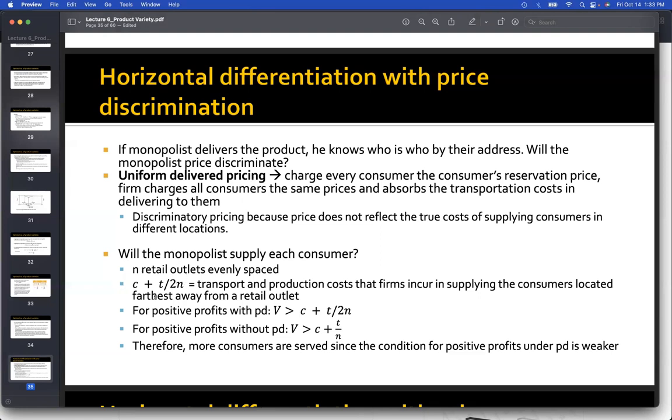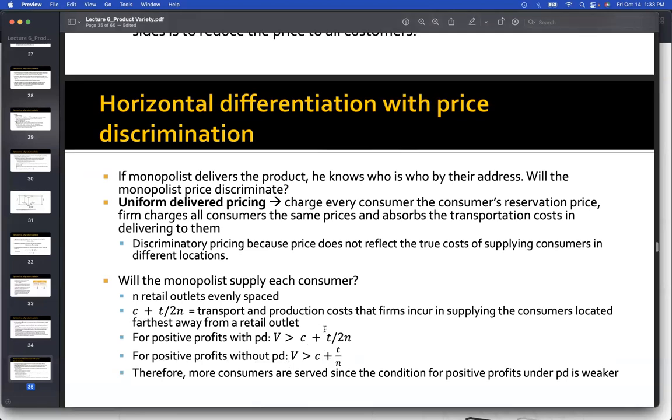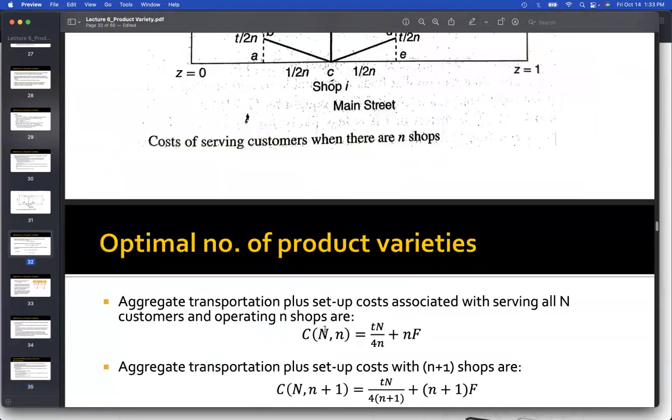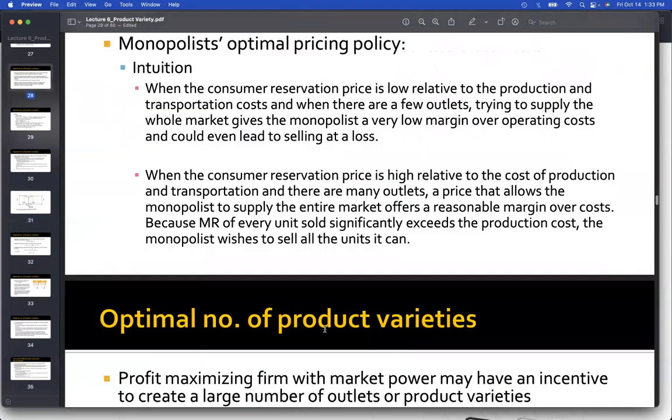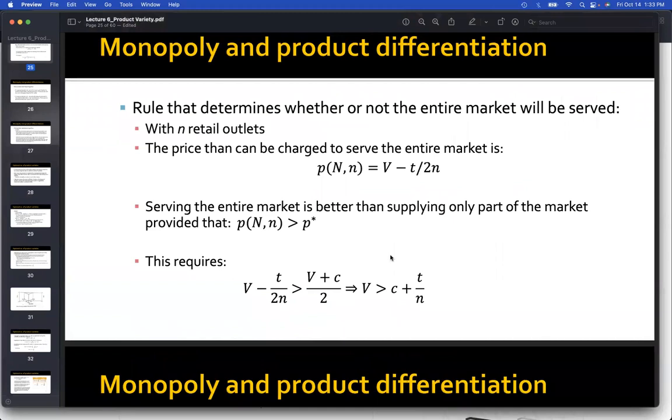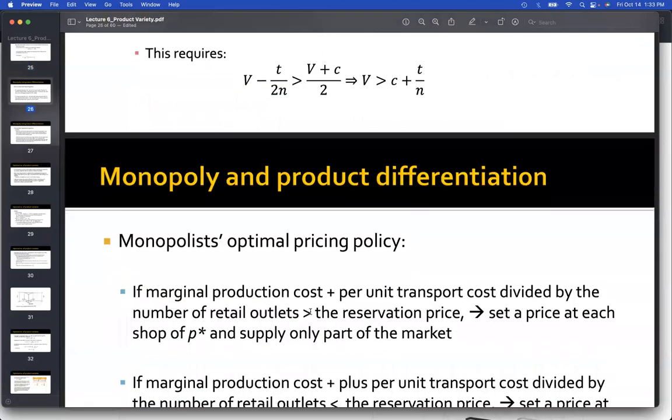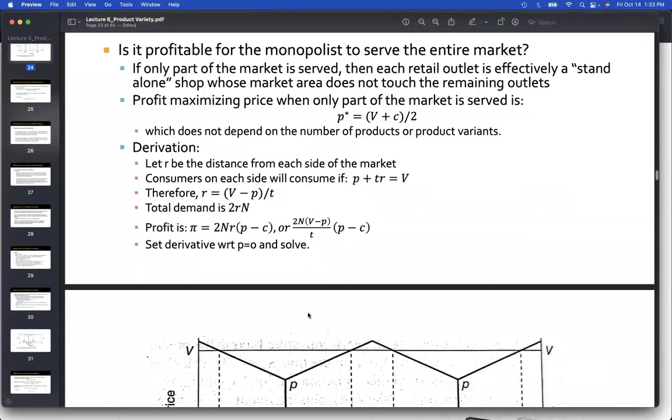Remember this? Transport and production costs that firms incur in supplying the customers located the farthest away from the retail point. For positive profits with price discrimination, it's the following. This one. For positive profits without price discrimination, it's this one. Now, where did we get this one? Remember, we did the optimal I won't sell to everyone computation earlier. I just wanted to point that out. It's this one. Remember this? Where is it? P star. Where is P star? P star. There you go. This one.